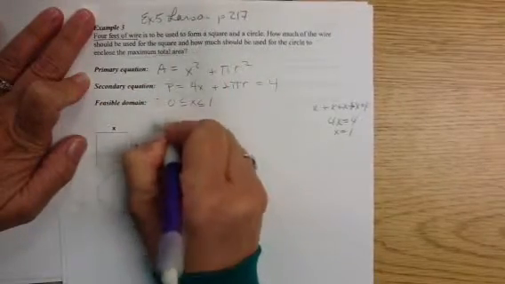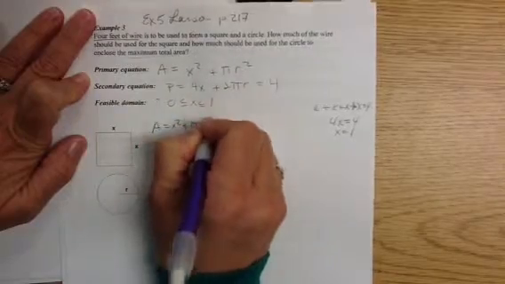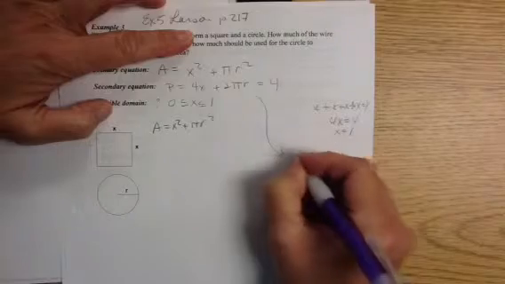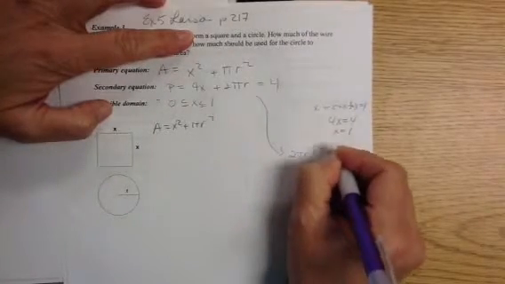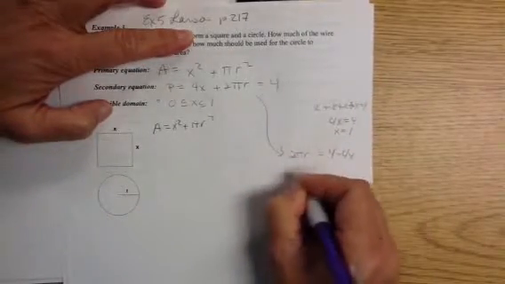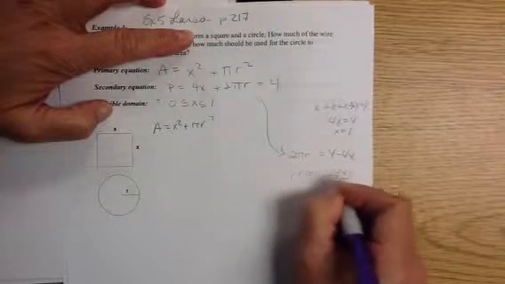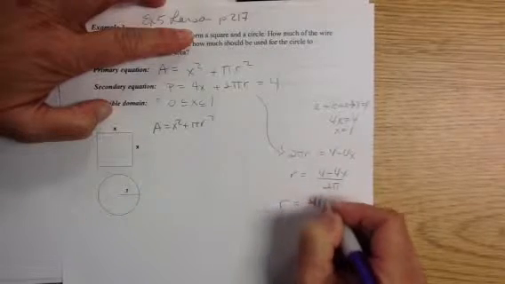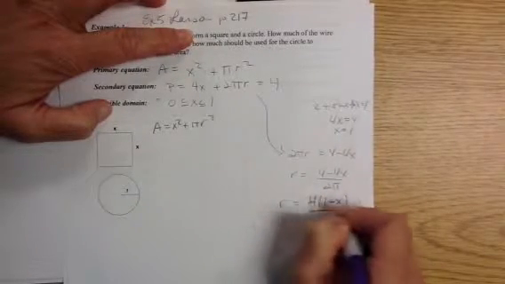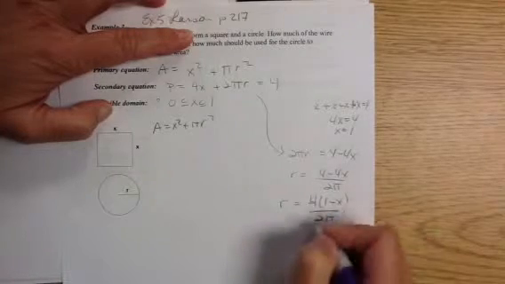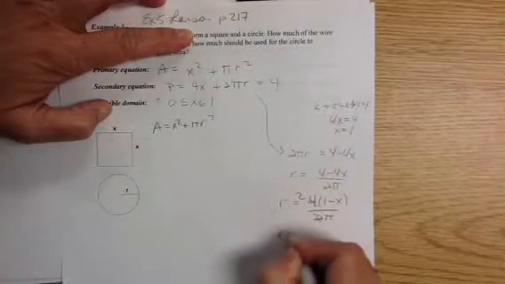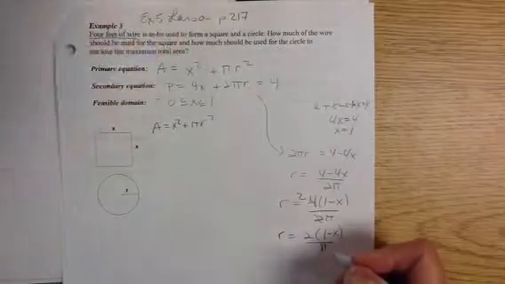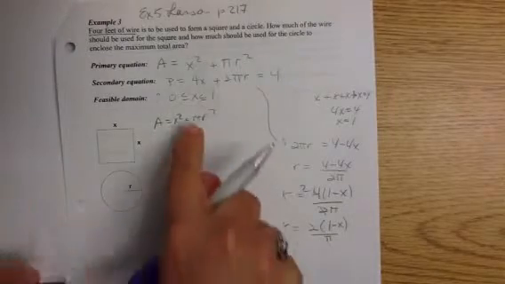So now I have an area, x squared plus pi r squared, and I need to solve for r. So I'm going to take this one over here, and I'm going to say 2 pi r equals 4 minus 4x, and r is going to be 4 minus 4x divided by 2 pi. That's 4 times 1 minus x over 2 pi, which gives me a 2, so r equals 2 times 1 minus x over pi. There's my r value, and I'm going to plug it into here.